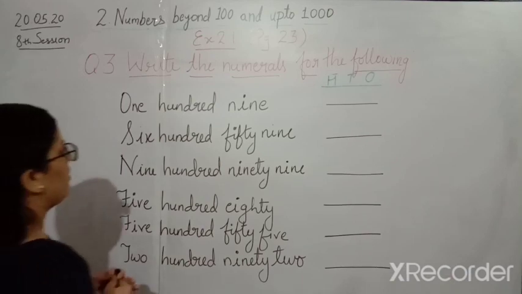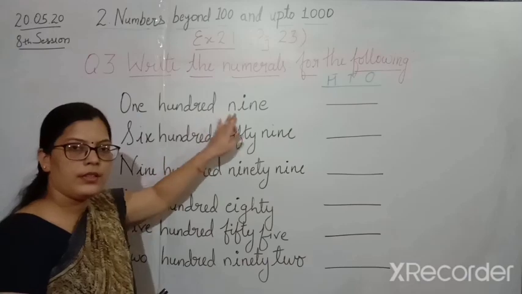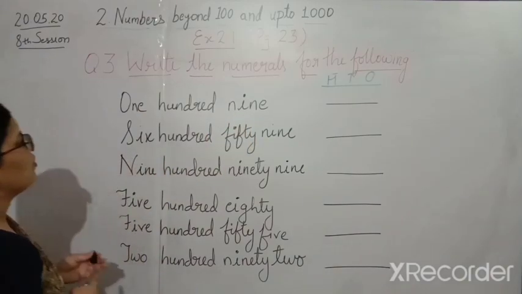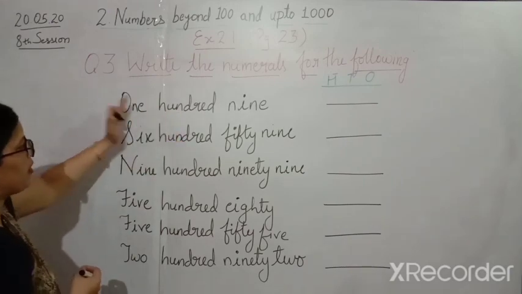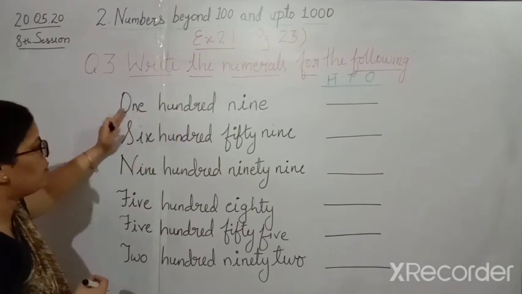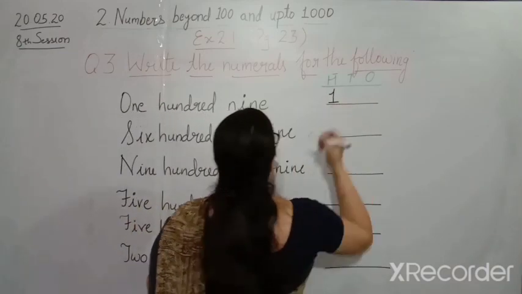Okay, now next slide. The first number name is 109. So now you know what to write at the hundreds place: the number name given before 100, the spelling of 100. So write 1 at the hundreds place.